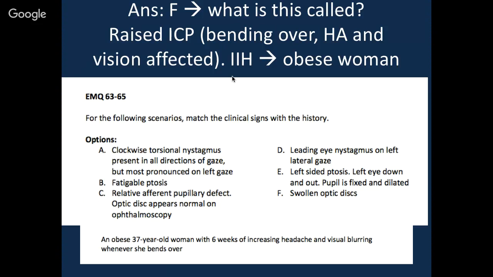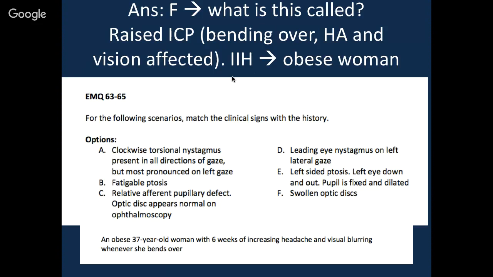Visual symptoms means it's getting quite advanced. The blurring when bending over is from increased pressure of the CSF. So that's a classic picture for this. And F is, what's that sign called? Swollen optic discs. Papilloedema. So that's a classic sign of elevated intracranial pressure. So that's what the answer is.